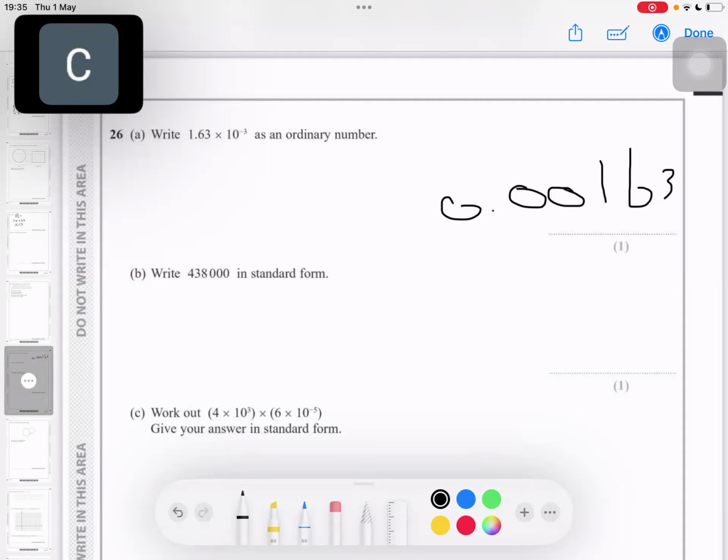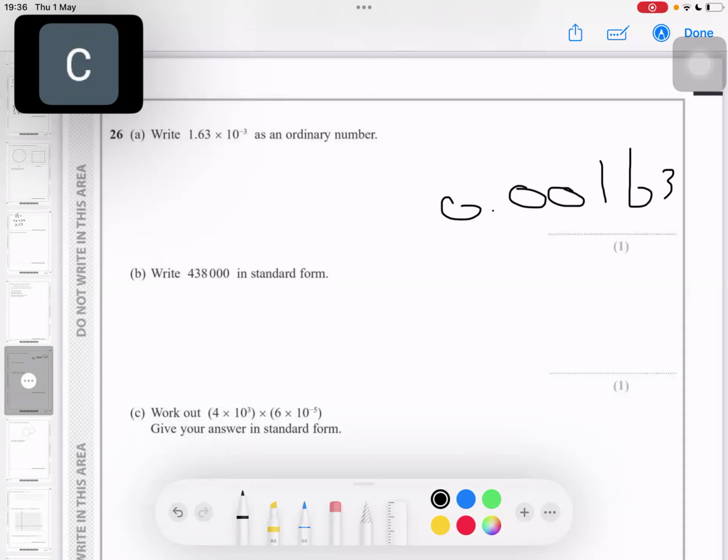Now if you look at the number that we just left off, 0.00163, you can clearly see that the decimal point will move to the left to get back to the original number. But for this one, 4.38 times 10 raised to power 5, you will see that if you wanted to take it back to the original number, the decimal point will move to the right hand side. So it should be positive, not negative. Okay, did you get that? Yes. Okay, all right, so that's 4.38 times 10 raised to power 5.